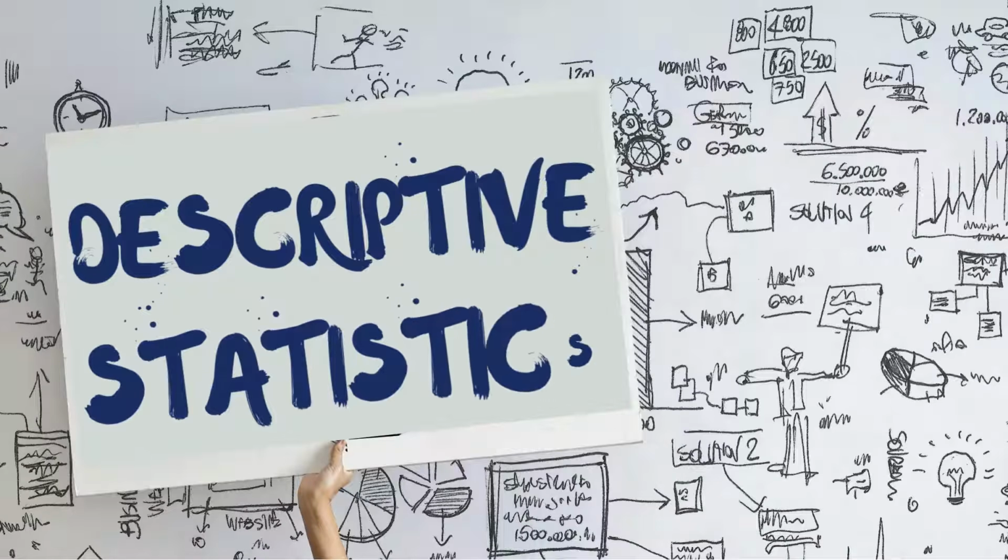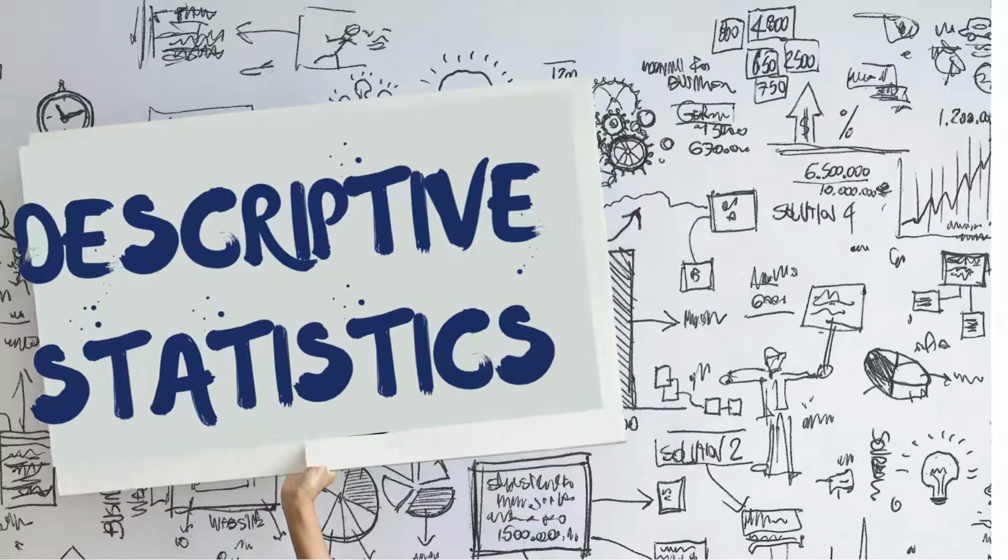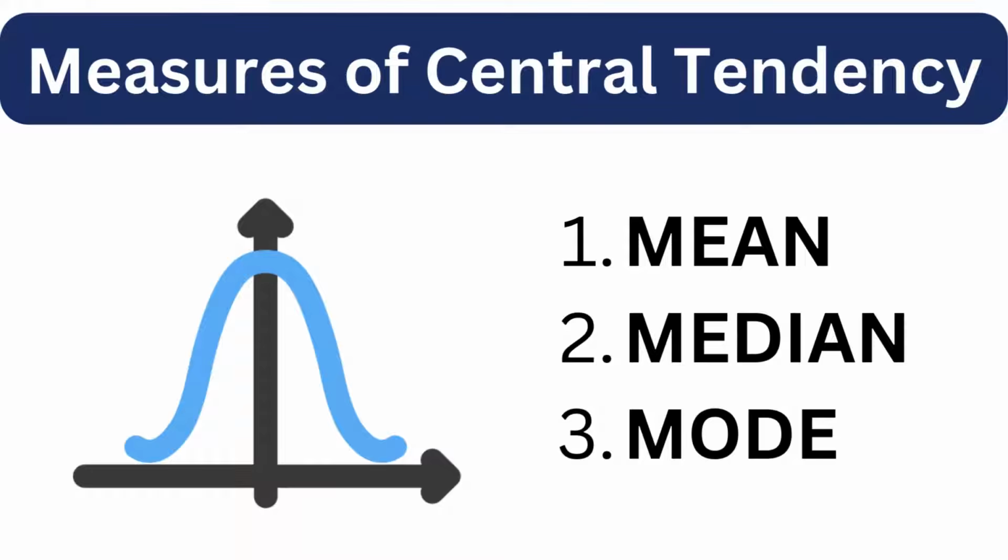Let's dive into descriptive statistics, which is one of the first tasks you will be performing during the EDA process. Descriptive statistics help us summarize and describe the main features of a dataset. It helps in understanding the basic data structure by describing the central tendency, variability, and the distribution of the data. Let's start with the measures of central tendency, that is mean, median, and mode.